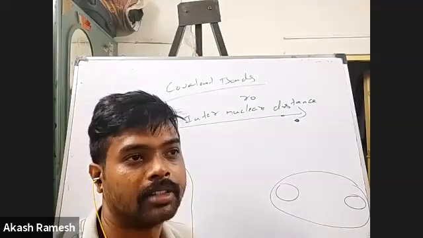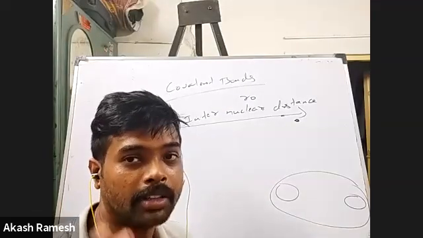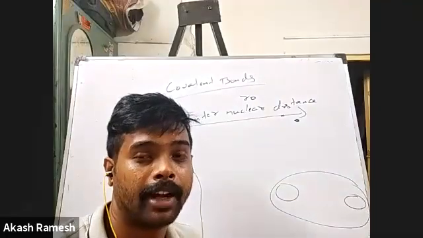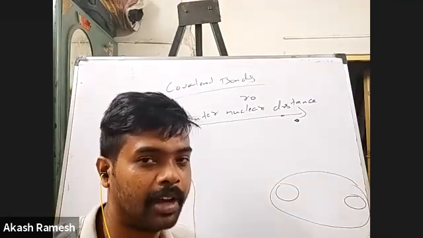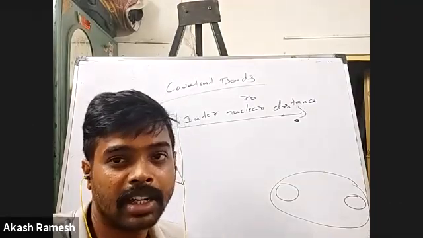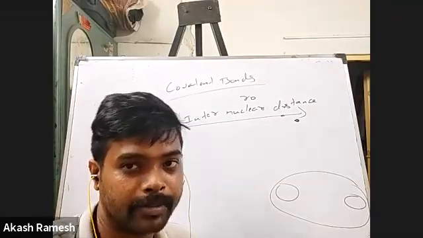Sir, here we plotted potential energy on the negative y-axis. Yes, that's what I'm telling. It's because in chemistry I have a sign convention. Hope you remember: whenever energy is absorbed, I say it is positive, and whenever energy is released, I say energy is negative.